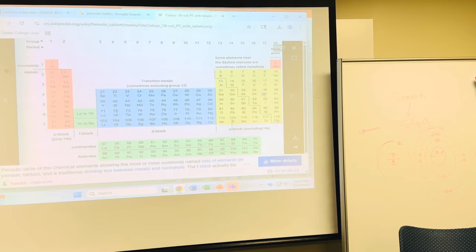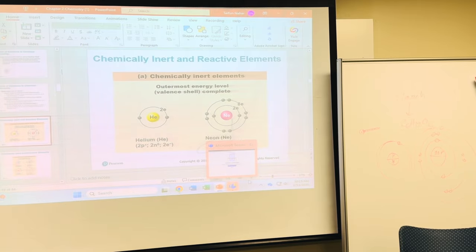Except this column, the rest of the elements in the periodic table are looking to fulfill the octet rule. So that is why they are trying to get into so many different types of relationships. Okay. So now let's talk about different types of relationships.